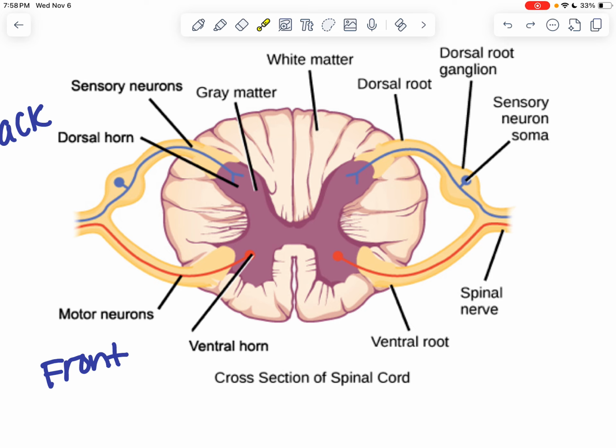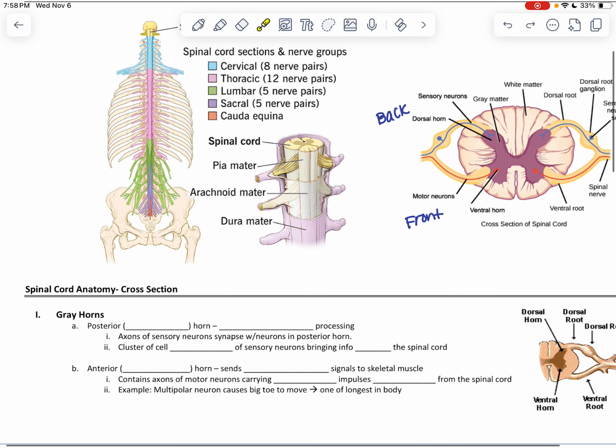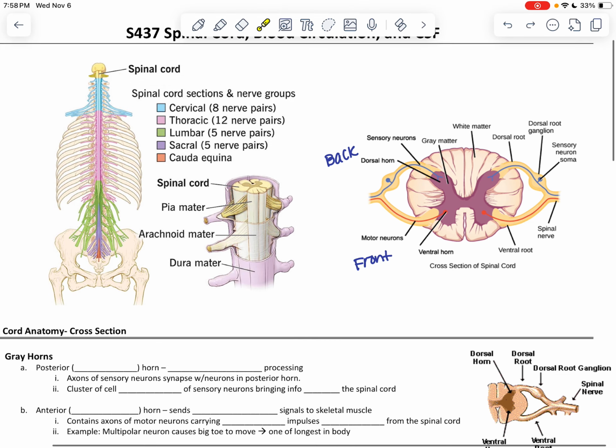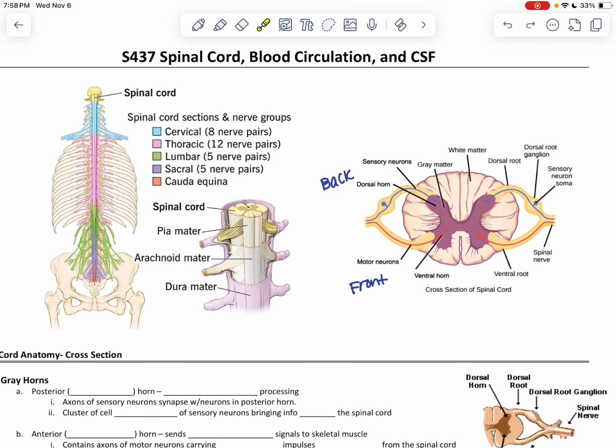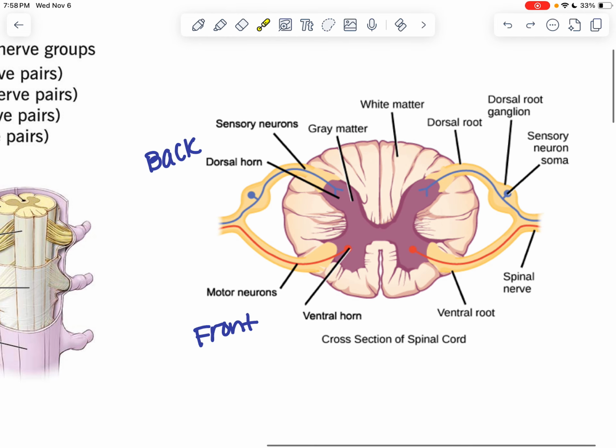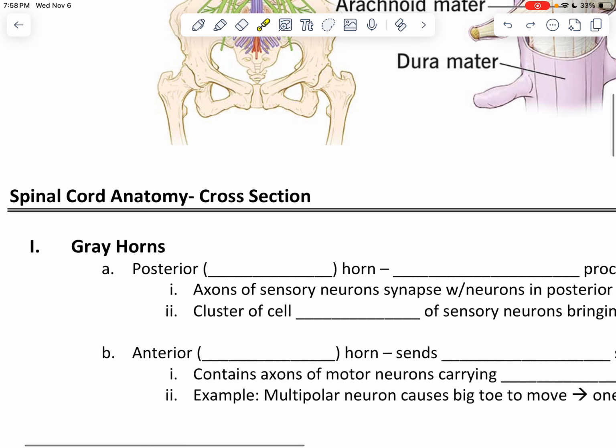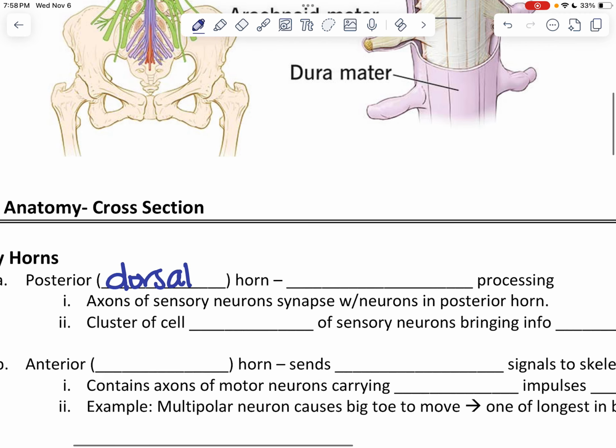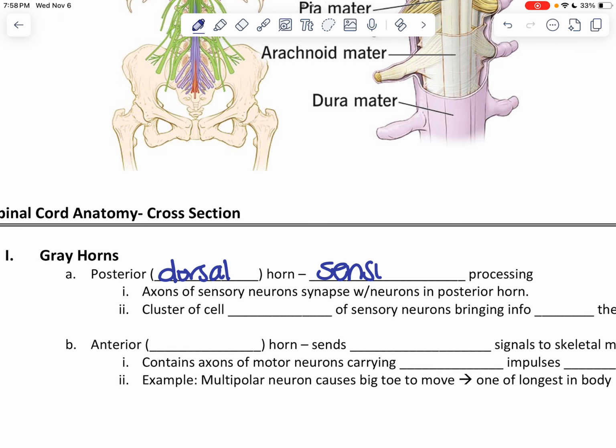All right, let's go through some of these terms in the spinal cord cross-section, and we can always come back to that picture. The first thing is the gray horns. If we take a look here, the gray horns are going to be the posterior or dorsal horn area. The dorsal horn area is here, and it's going to be on this side too, so both sides. That is the posterior or dorsal horn, and that is going to be in charge of your sensory processing.